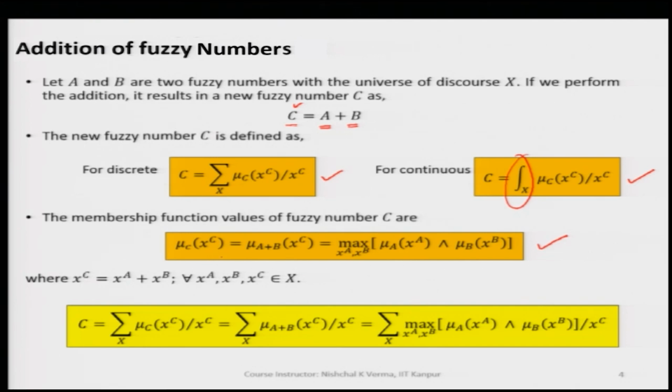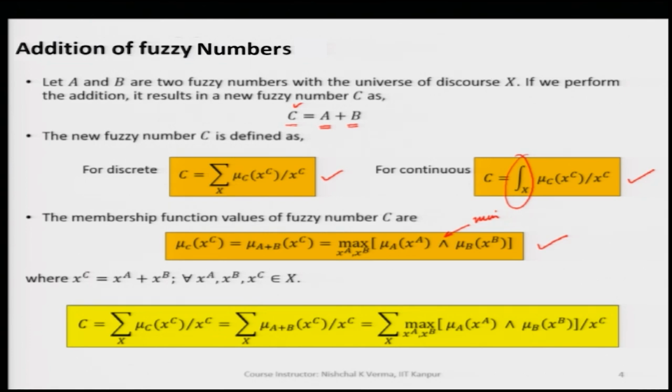So, mu C of x C is equal to mu A plus B of x C, which is equal to max of mu A of x A, and then this min sign is for min, and then we have mu B of x B over x A comma x B. It means that we will take min of all the corresponding membership values, and then whatever values we get for all x A, x B, we will take max. Please note that C is nothing but A plus B.